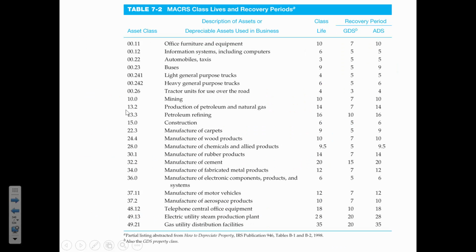Okay, so this is how you find out the recovery period. The class life, this column, class life for each different type of equipment.